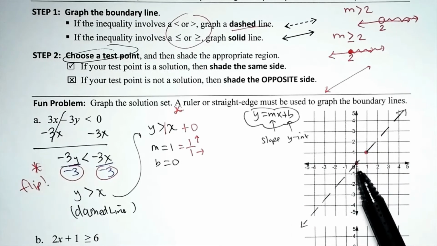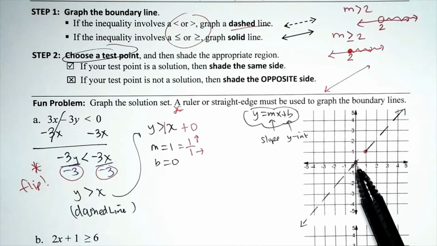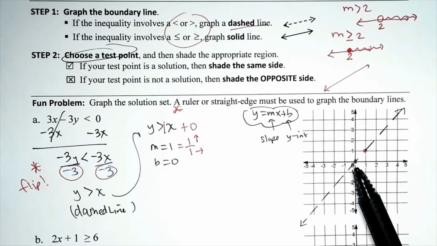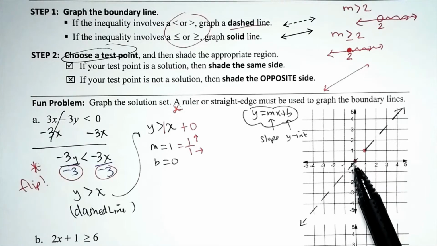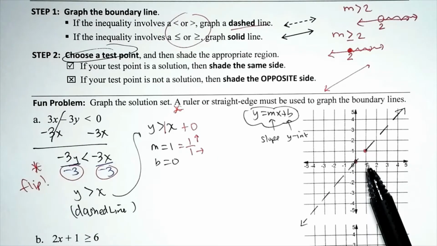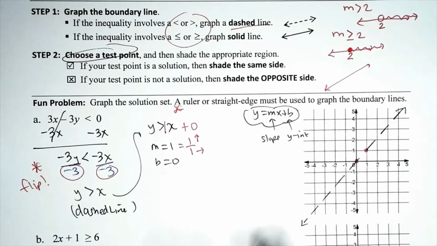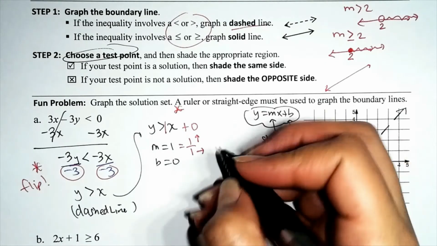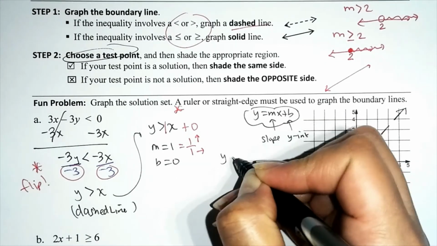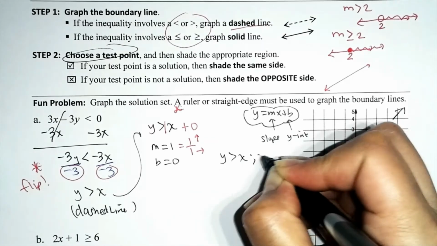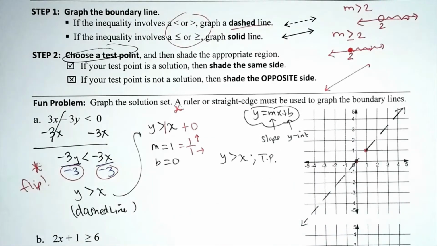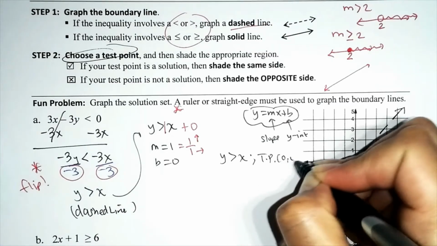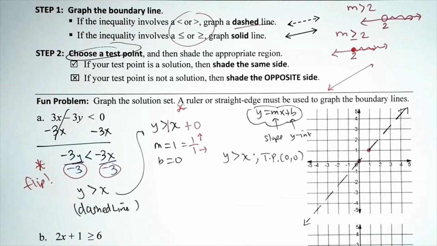Now, you know that 0 is my favorite number, so I would love to test out the point 0, 0. But in this case, I can't, because 0, 0 is on this line. So I'll just go over here. I'll test out 1, 0. Okay, so let me go ahead, put the inequality. We have y is greater than x, and then our test point, I'm gonna abbreviate it by TP. Cool. It sounds weird, but whatever, I don't have a lot of space.